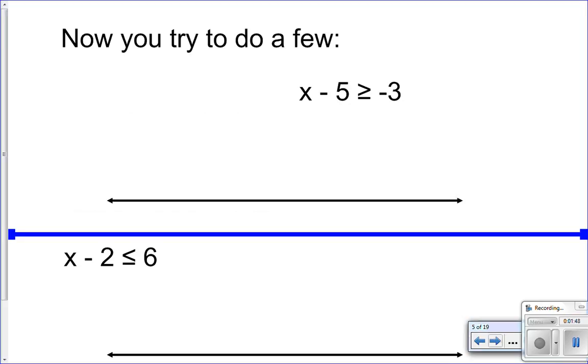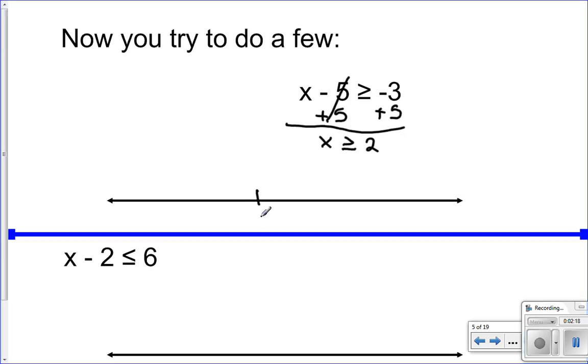So I want you to try these two right now on your own. X minus 5 is greater than negative 3, and x minus 2 is less than or equal to 6. So for this first one, I'm going to add 5 to both sides, because it's x minus 5, and to get rid of subtraction, I have to add. So I get x is greater than negative 3 plus 5, which gives me positive 2.